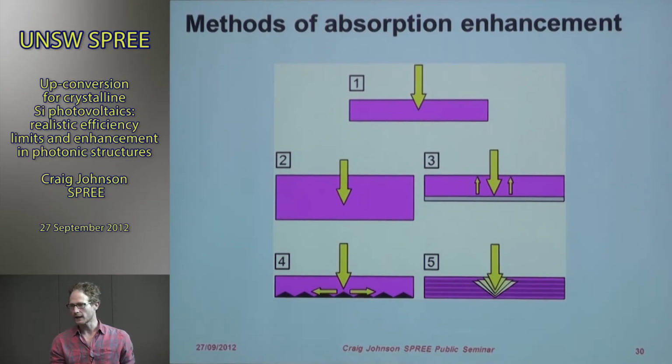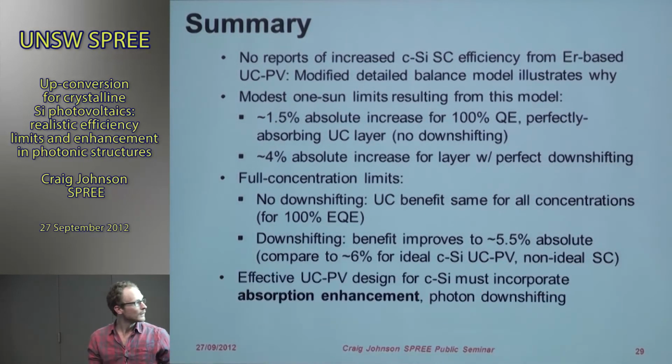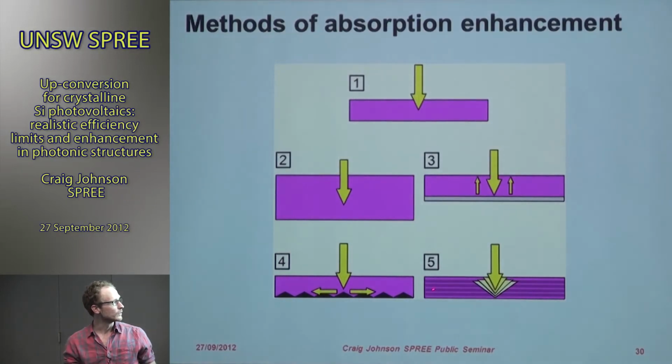We can put a mirror on the back, and it's effectively like having twice the thickness of material if the mirror is perfect. There are a lot of interesting proposals to add gratings or plasmonic structures at the rear or at the front of such a material, and that couples the incident light into waveguide modes and so on, and essentially gives you quite an increased path length.